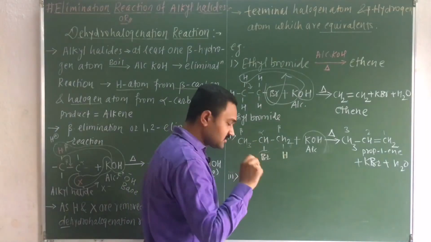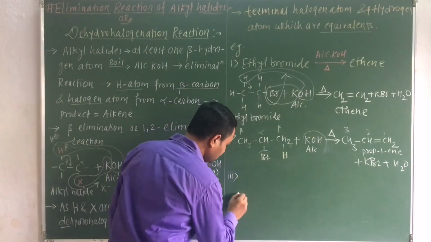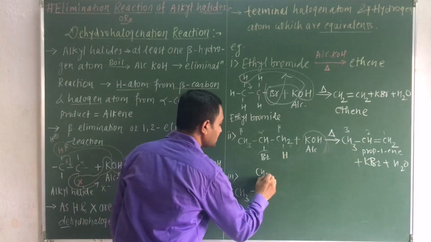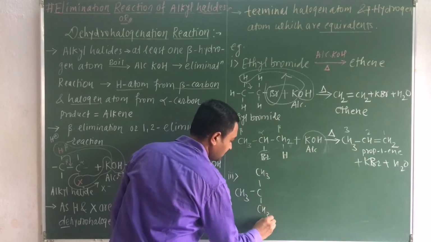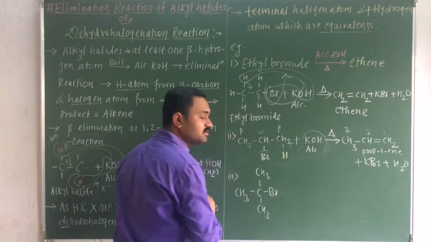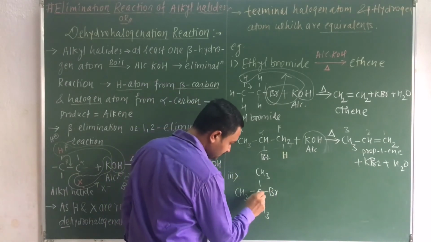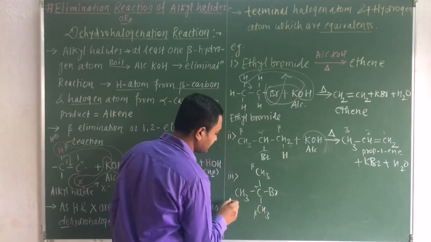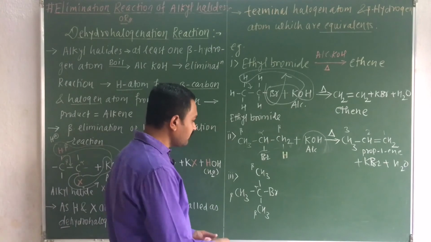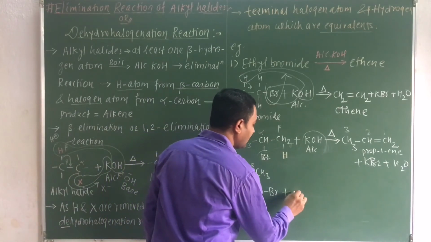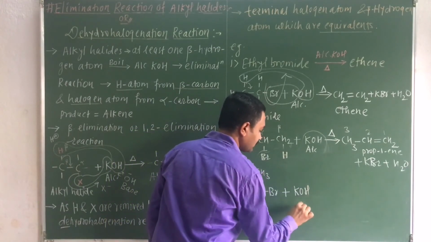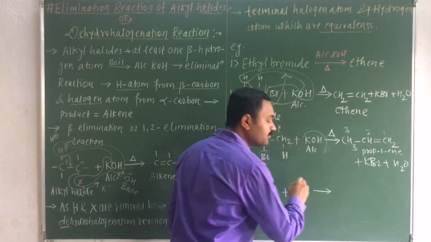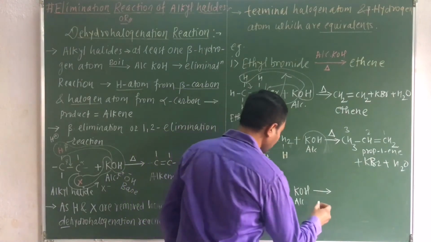Now we will consider the third example. If I have taken the tertiary butyl bromide, that is CH3, C, CH3, CH3, Br. This is nothing but your tertiary butyl bromide. Remember, this carbon will act as an alpha carbon atom. Now all the three carbon atoms will act as beta carbon atoms. If it is boiled with alcoholic KOH, we will obtain only one product, and that is nothing but isobutylene.